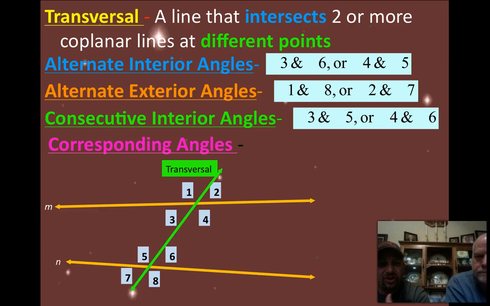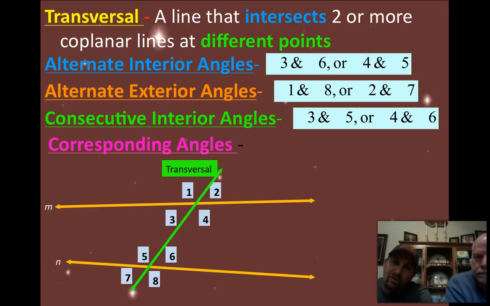And so the idea of corresponding to me is same spot, different location. Angle 1 is in the northwest corner. When I go down to the other 4 angles below it, I'm looking for the other angle that is in the northwest corner. Which one would that be, Mr. Scritchfield? That'd be angle 5. And the northeast corner is angle 2. Coming down to the other intersection, angle 6 is in the northeast corner. So that's kind of a way.